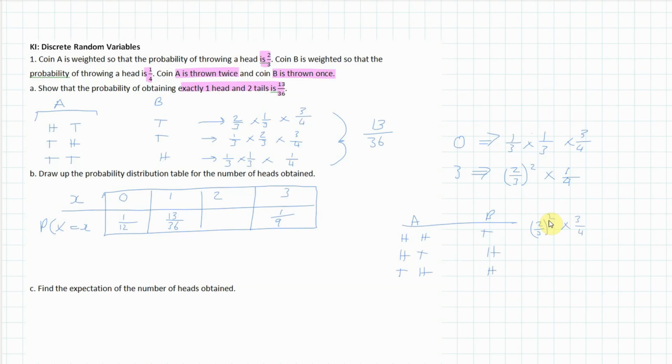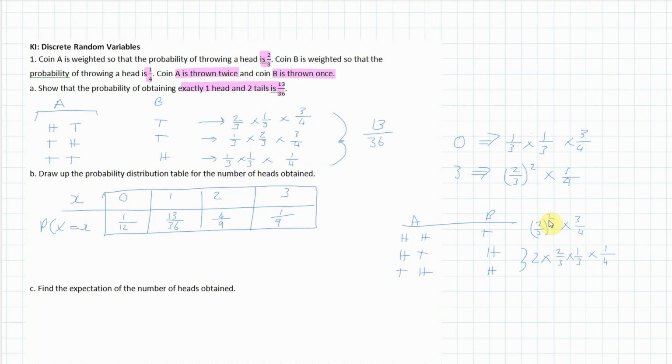And then these 2 are exactly the same. They're just altering the order of the heads and tails for A. So we've got 2 lots of 2/3 by 1/3 multiplied by 1/4. Now I sum all of this together, and I'm getting 4/9. You can check that, but that's what I'm getting.